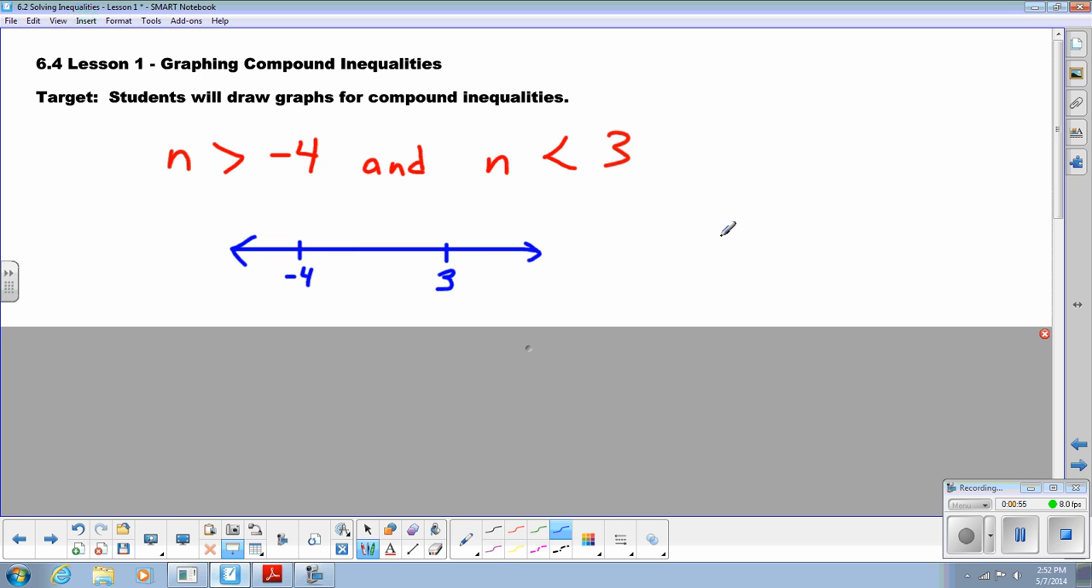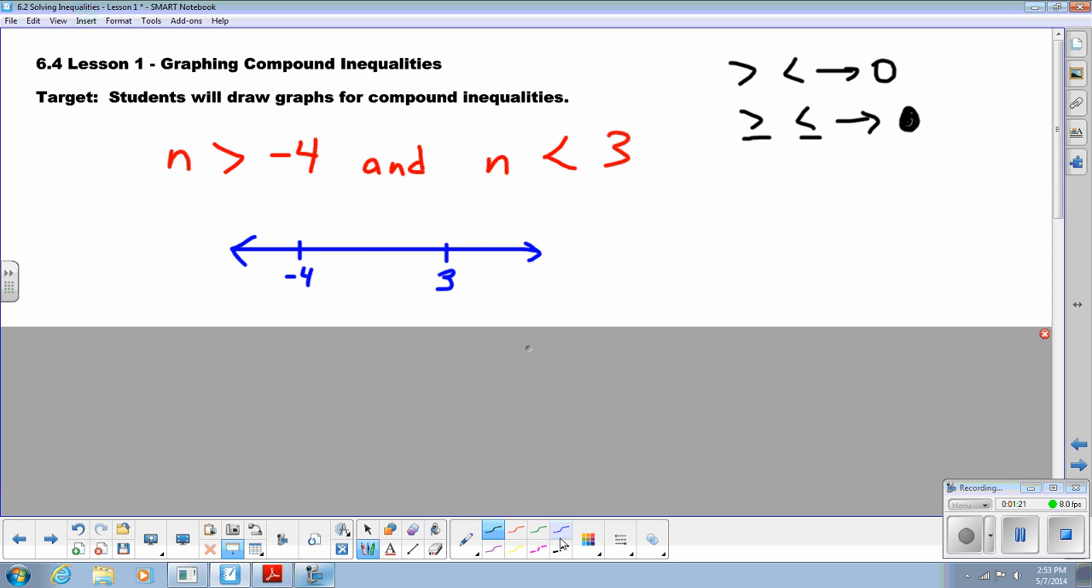I also have to remember that when I'm working with inequalities and graphs, if I have a greater than sign or a less than sign, I use an open circle. If I have a greater than or equal to or a less than or equal to sign, then on a number line it is a closed circle. I get to color that in. So I have to remember that while I'm working with my graphs.